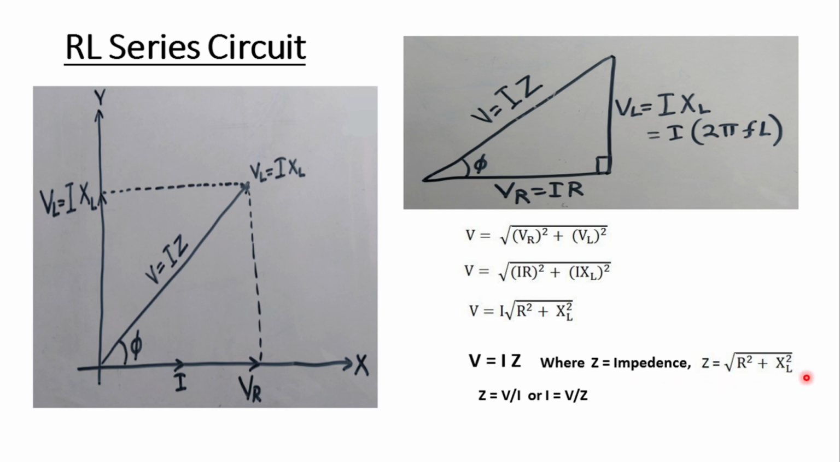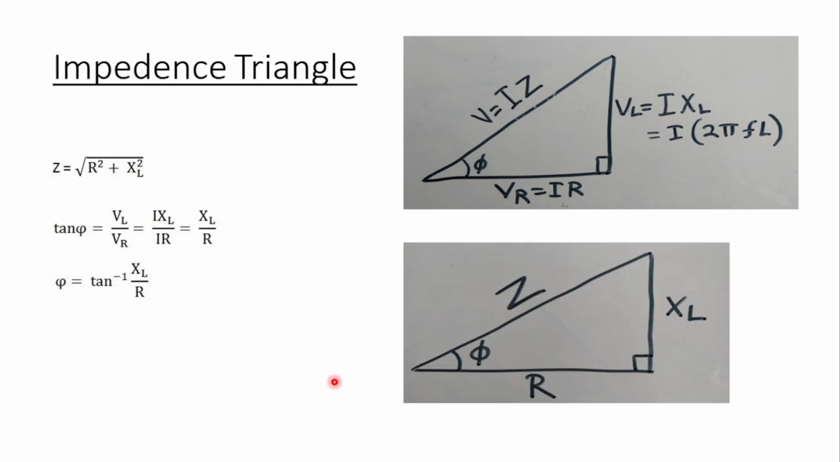With this equation of V is equal to IZ, we can also write Z is equal to V by I and I is equal to V by Z by Ohm's law. By this equation, Z is equal to root of R square plus XL square. We can make the impedance triangle also as per this drawing below. Here R is resistance, XL is inductive reactance and Z is impedance. And by Pythagoras theorem, the sum of squares of R and XL will be the square of Z. So Z will be the square root of R square plus XL square.